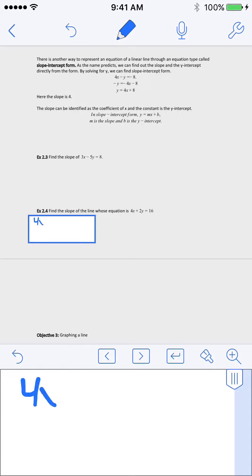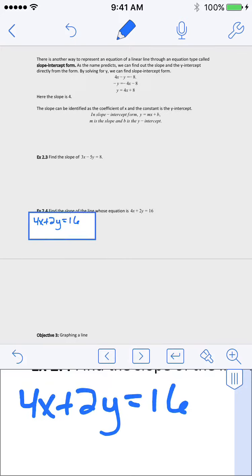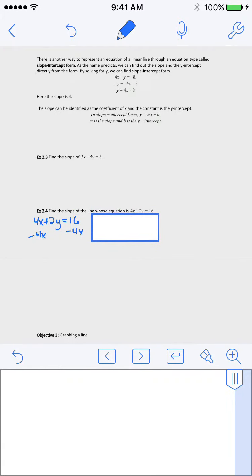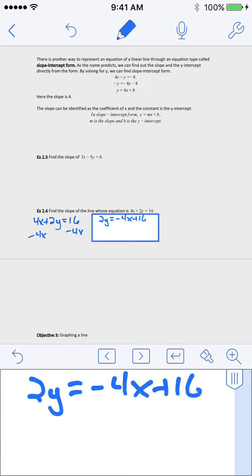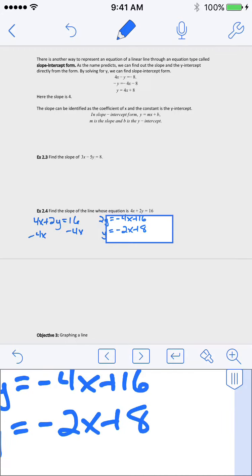ourselves. So we have 4x plus 2y is equal to 16. And now we're going to try and get y by itself so we can put it in slope-intercept form, right? So we're going to move that x over. And we end up with 2y is equal to -4x plus 16. Divide by the 2, you get y is equal to -2x plus 8, right? And we got to divide everything across the board by 2, not just the 4, right?